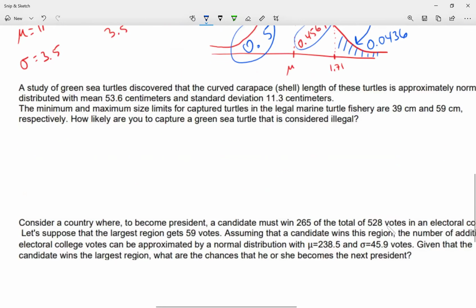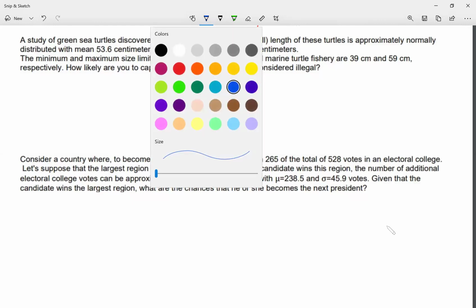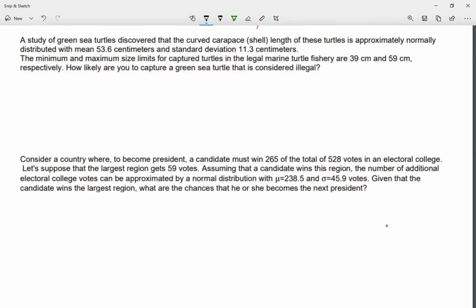Let's take a look at another question here. A study of green sea turtles discovered that the curved shell length is approximately normally distributed. So we're looking at a normal distribution with a mean of 53.6 centimeters and a standard deviation of 11.3. Let me write some important information here: the mean is 53.6 and my standard deviation is 11.3. We're dealing with centimeters. I'm just going to write the numbers, but we know we're dealing with centimeters.